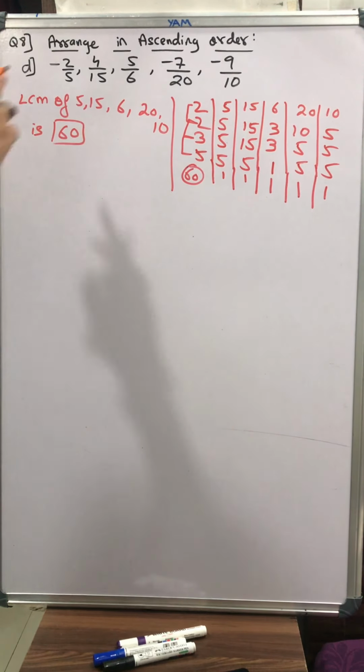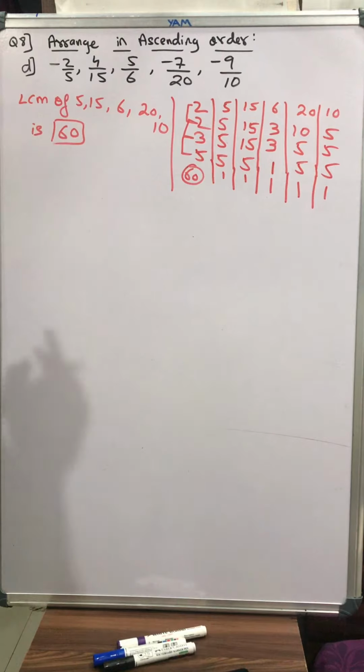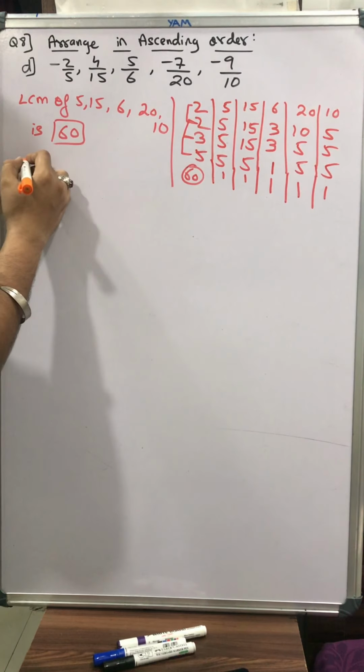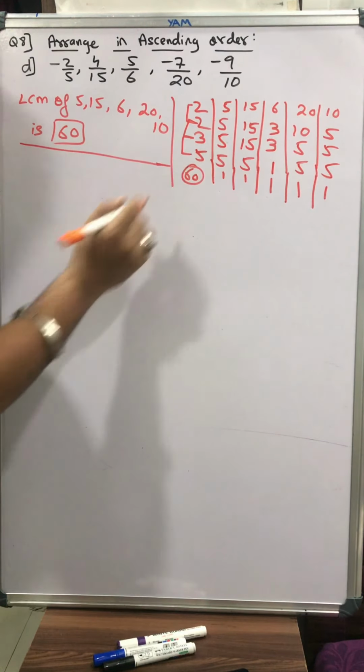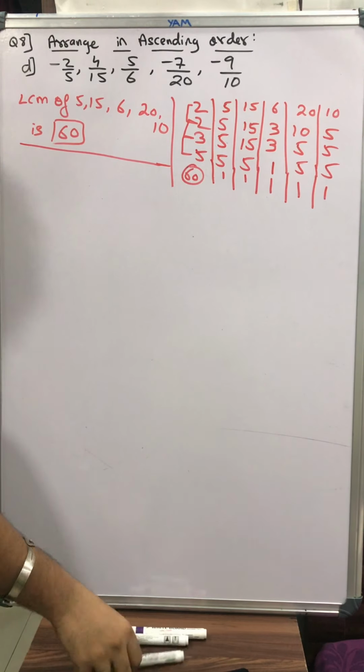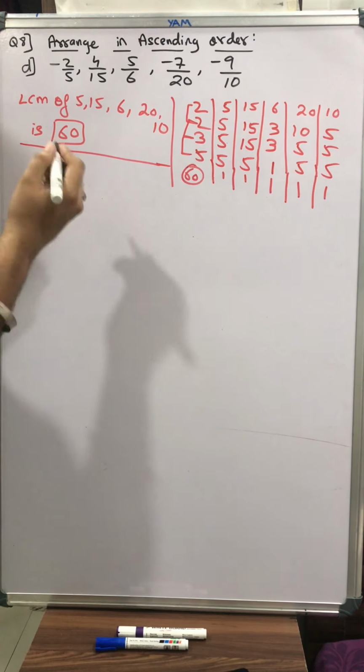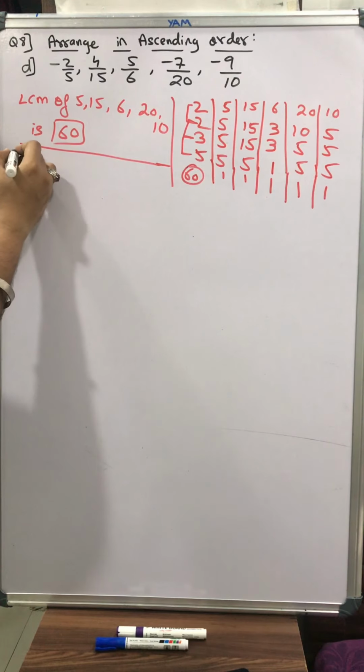That means, students, what? I have to make all the denominators as 60. So let's start, students. Let's start doing it fast. See here how I'm doing. Just pay attention, it's very easy.